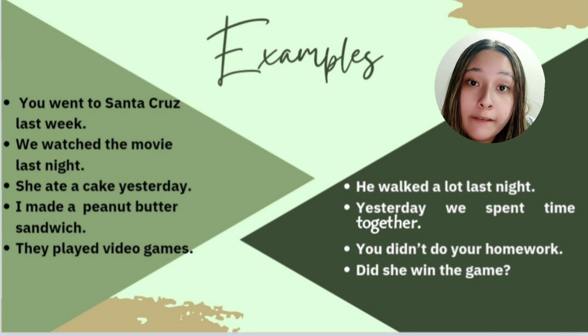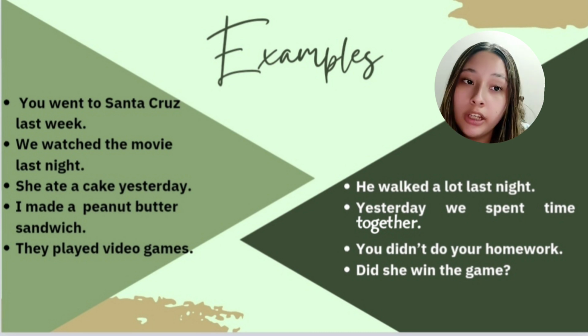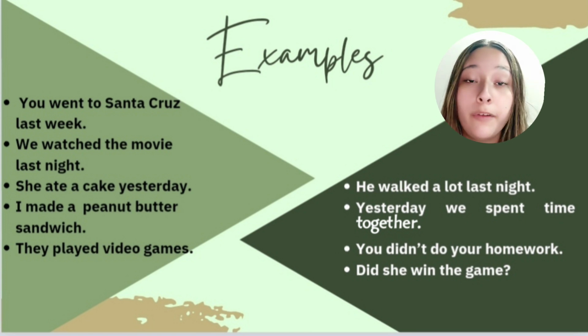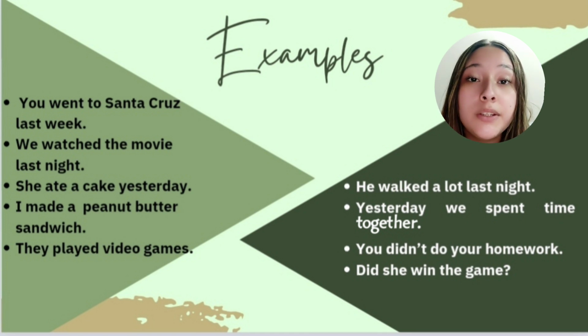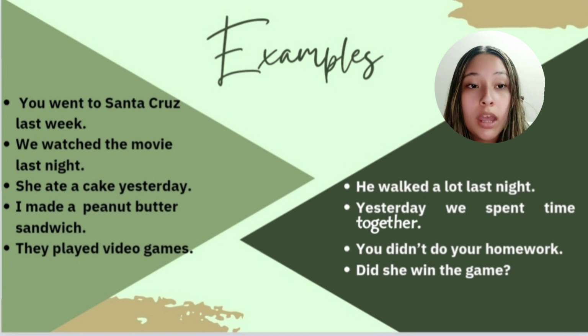For example, first go the subject, then didn't or did not, and then the main verb, but in the base form. This is important. We have to put the main verb in the base form, and after that the complement. For example, you didn't do your homework. If this sentence were in an affirmative form, it would be you did your homework.